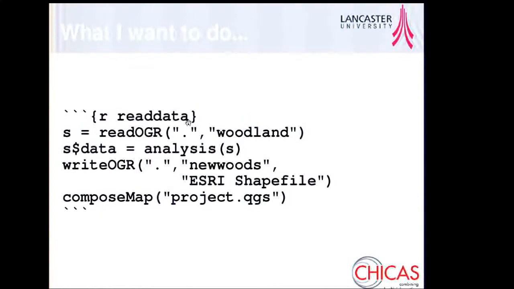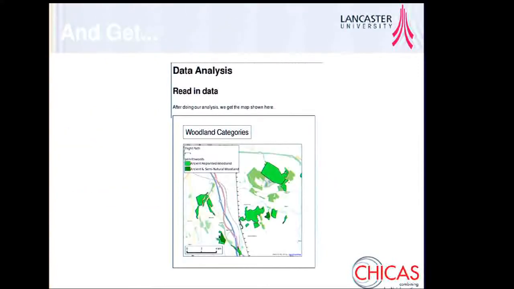So I want to write a chunk which might read in some data, some woodland, a map of woodland. This is an R function to read in some shapefiles. Do some analysis, magic, and produce a new data file, and then write that out to another shapefile, and then call some magic function which takes a QGIS project and produces a map.